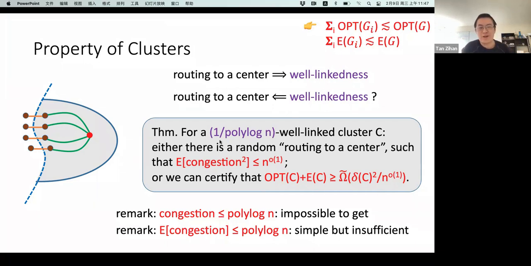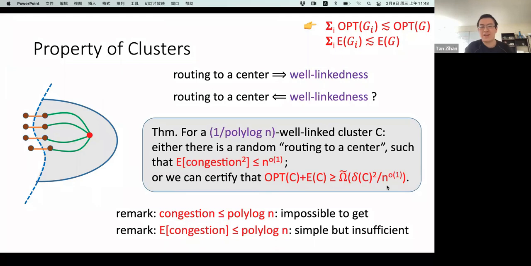So what do we mean by almost? What we show is that for a well-linked cluster, either we can find a random routing to a center, which is a random set of paths such that for each edge, the expected congestion squared on this edge is bounded by n^{o(1)}, or we can say that the OPT of this cluster plus the number of edges of this cluster is at least the number of boundary edges squared.